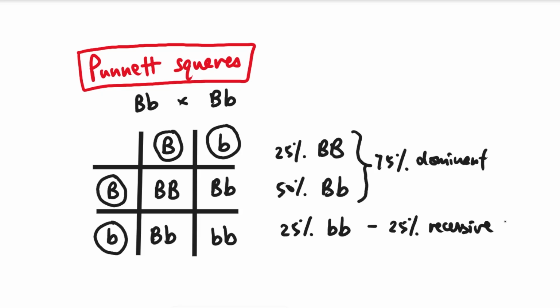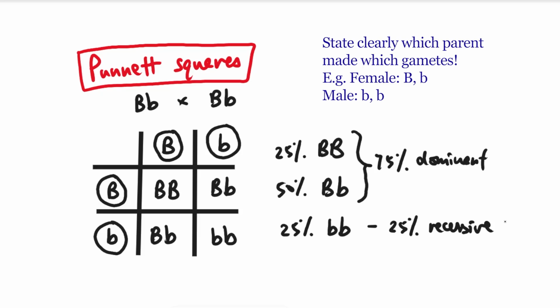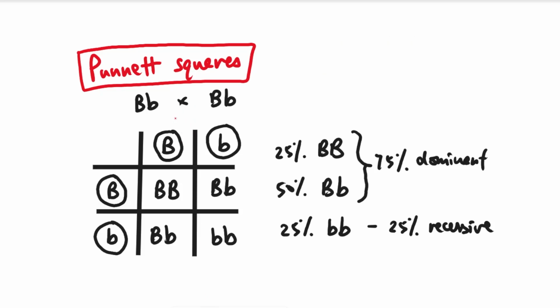A common mistake in exams is that most students are able to draw the Punnett square perfectly well and interpret it well. However, exam questions want you to state very clearly which gametes are made by which parent. So for example, you might want to add a little note saying that the top two are from the male or from the father, and then these two are from the female or from the mum. So you might want to specify and label the Punnett square like this.